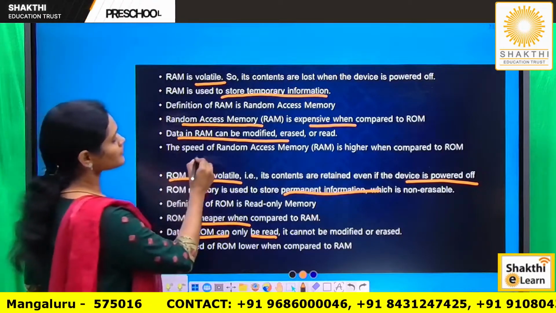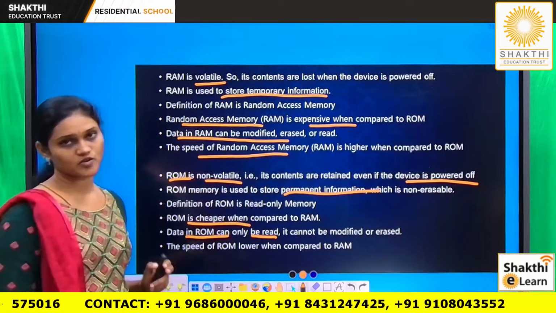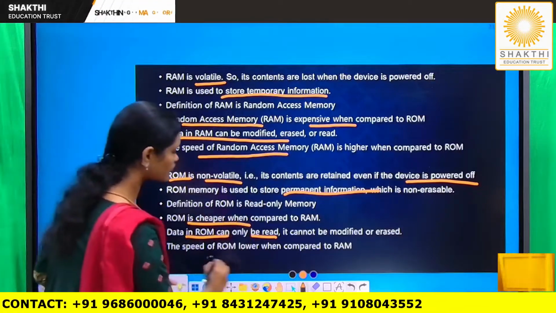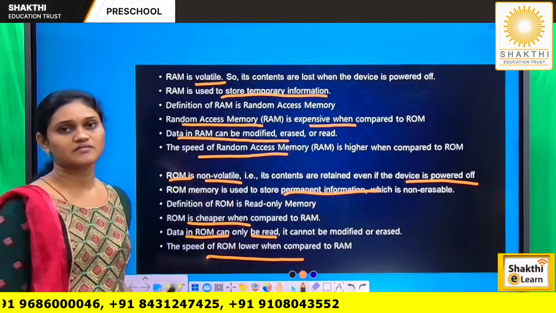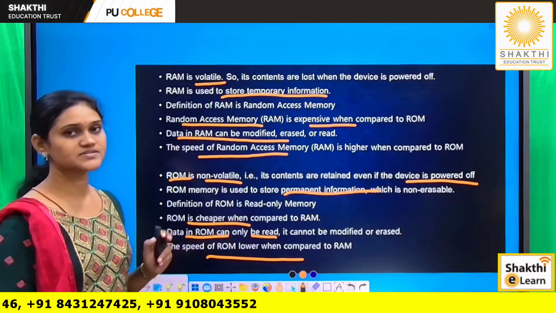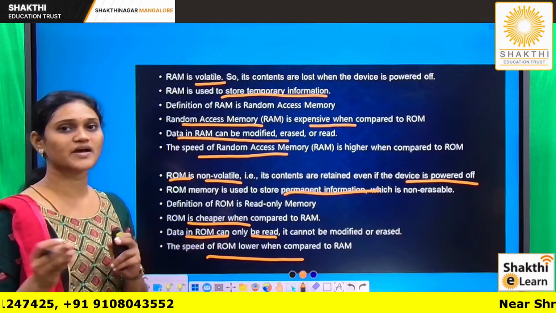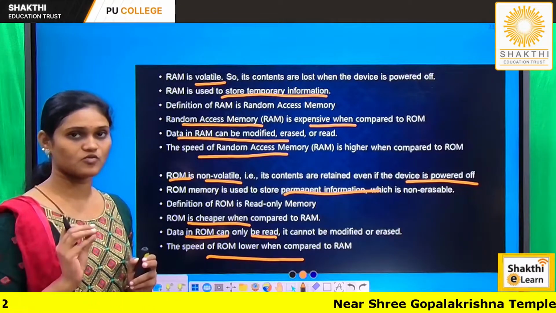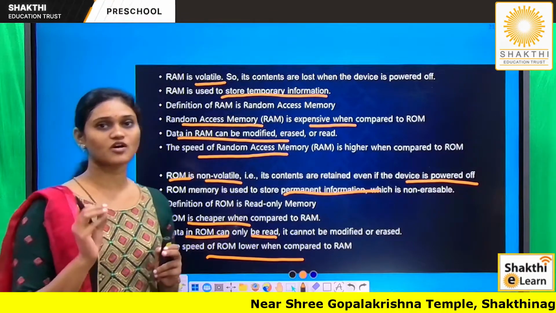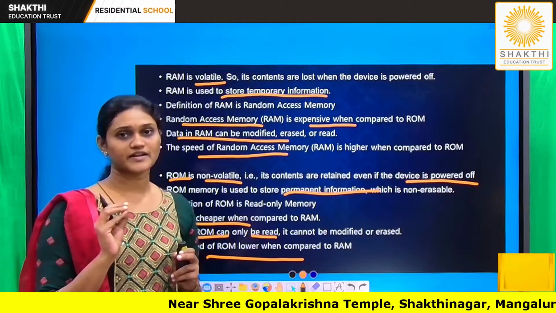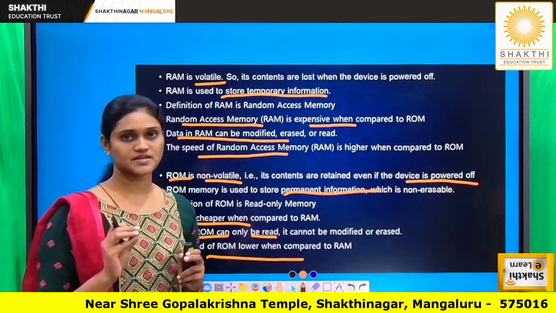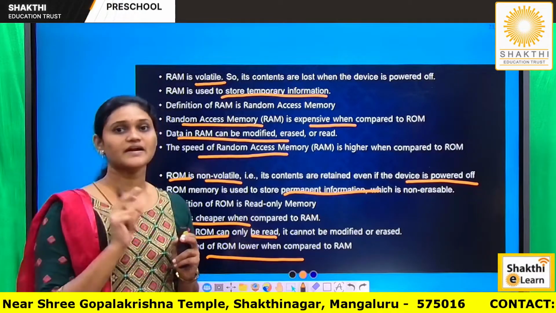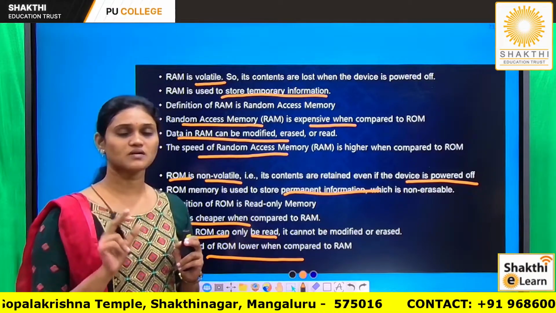Then the speed of random access memory is higher than ROM. Then obviously here the speed of ROM is lower. Very important for 5 mark, that is differentiate between RAM and ROM. The term which you have to keep in mind is volatile. Volatile means data is gone when the power is gone, and non-volatile means data is retained even if the power goes off. And read-only memory is non-volatile.